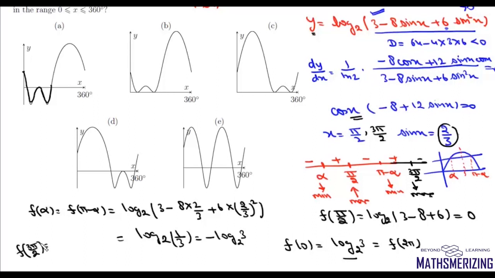At 3 pi by 2 sin x is minus 1, so it will be 3 plus 8 plus 6, and there will be log 17 base 2. So it will attain a maxima at 3 pi by 2 and then it will decrease to this value which is log 3 base 2 where we have started. So this first graph itself is the graph of the given function. This point here is pi by 2, this is 3 pi by 2, and this is alpha and pi minus alpha.